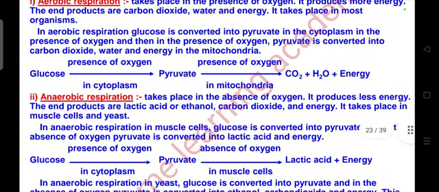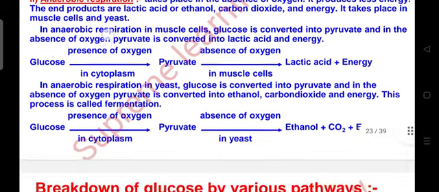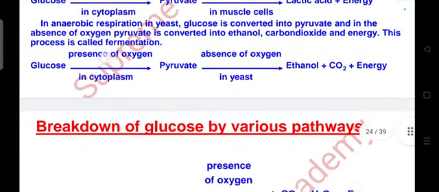So here, glucose in the presence of oxygen gives pyruvate, and when it is broken down it releases carbon dioxide, water and energy. This is aerobic respiration. Anaerobic respiration takes place in the absence of oxygen. It produces less energy. The end products are lactic acid and ethanol. So this is the reaction.